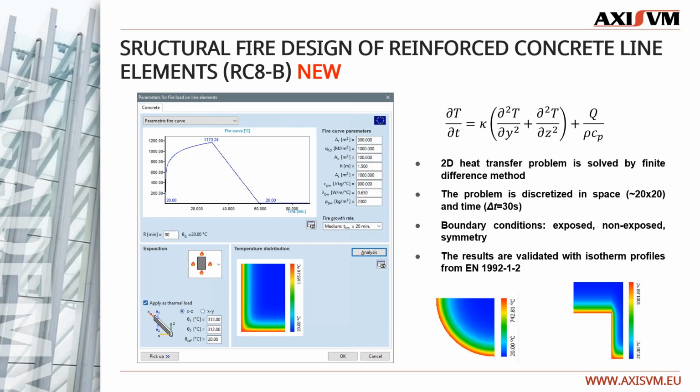Some words about temperature distribution analysis. If we click on the analysis button, we perform a two-dimensional heat transfer analysis. We solve the two-dimensional heat transfer problem by the finite difference method. The problem is discretized in space using a 2 by 2 centimeter mesh, and in time using a 30 seconds time step. The boundary conditions applied are the exposed, non-exposed, and symmetric conditions in order to accelerate the calculation. And it is important that it is an independent analysis. The results are validated with isotherm profiles from Eurocode 2.